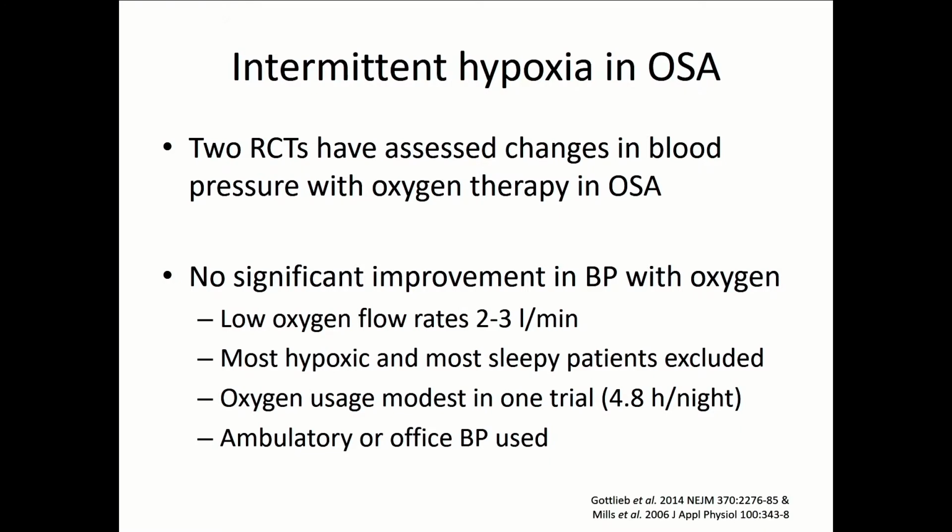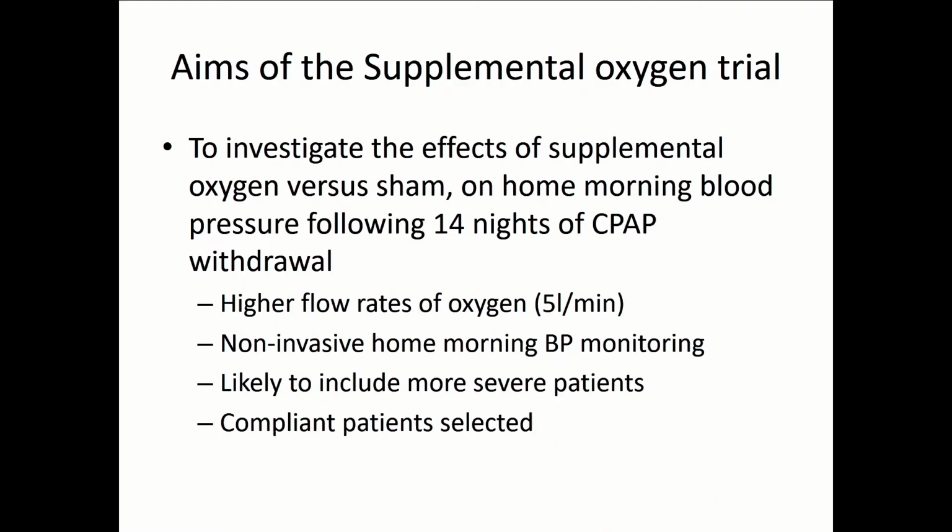However, there were some limitations to these studies. They used relatively low flow rates of oxygen at 2 to 3 litres per minute, and excluded in the Gottlieb study the most sleepy and the most hypoxic patients. This is a 12-week study, and they thought it wasn't ethical not to allocate these patients to CPAP. So for good reason, they excluded these patients. They also had a fairly modest use of oxygen at about 4.8 hours per night through this study, and used ambulatory or office blood pressure in these studies.